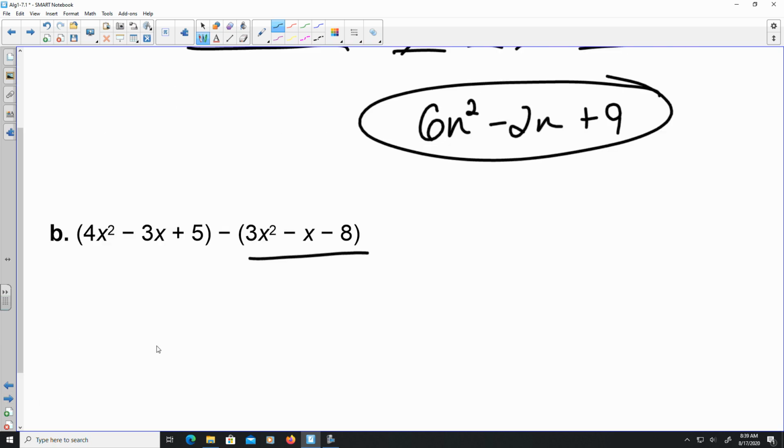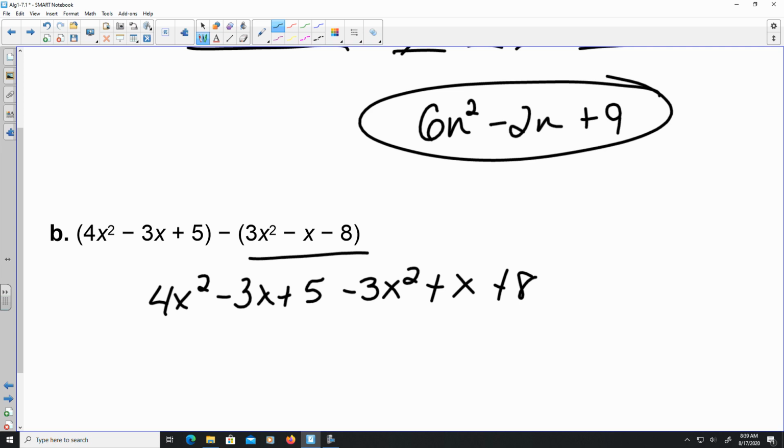Looking at b, same thing, 4x squared minus 3x plus 5. That stays the same. Change the sign of the second set. So this is now negative 3x squared. This is now positive x. This is now positive 8.